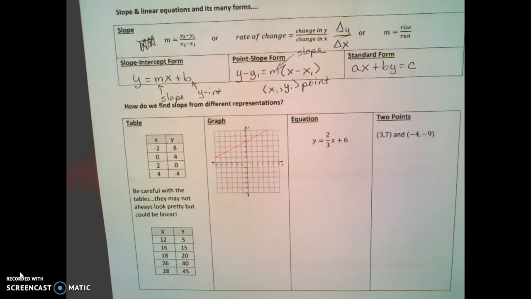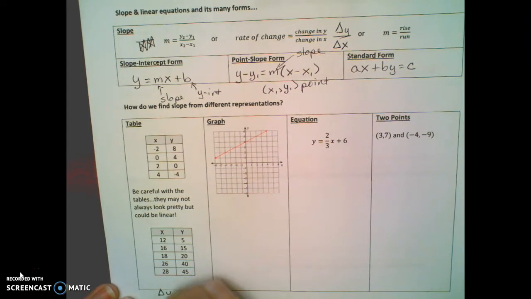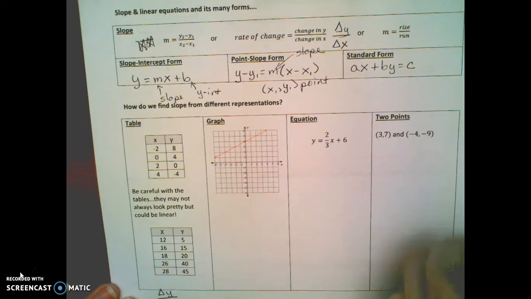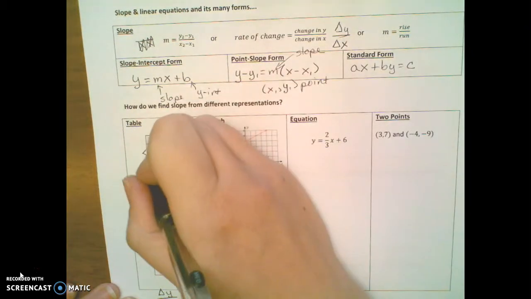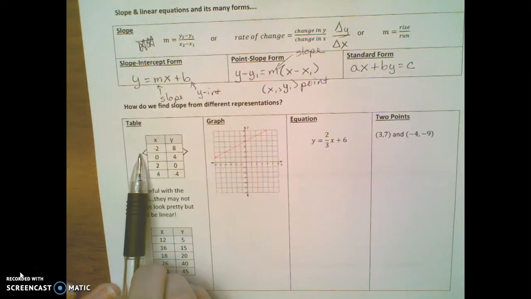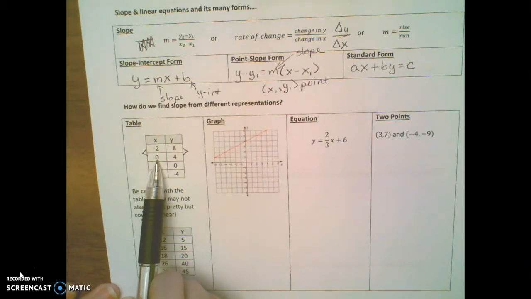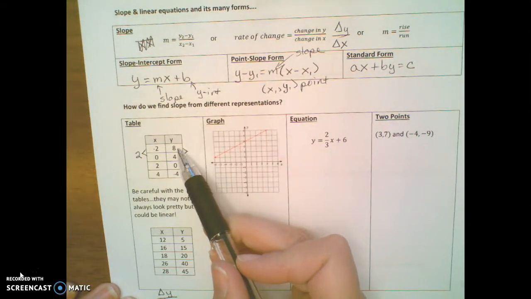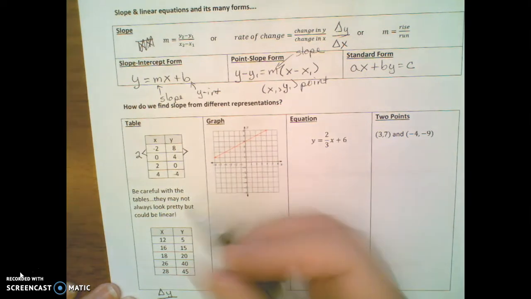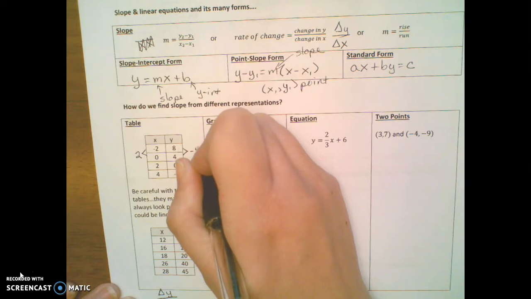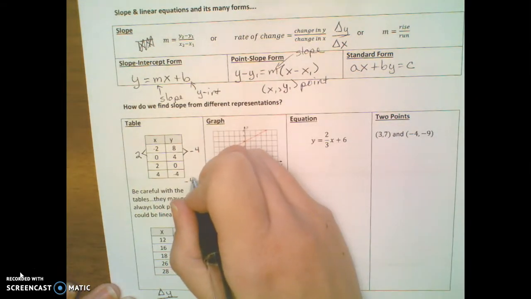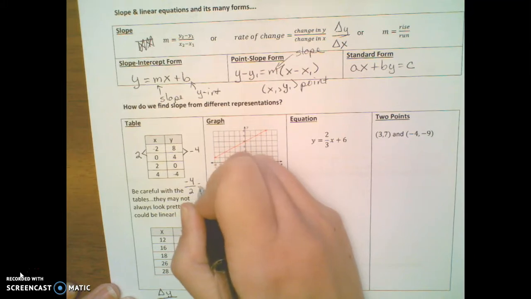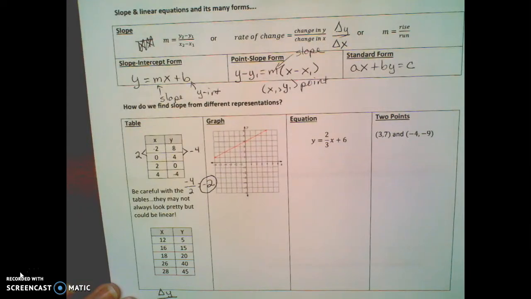Okay, so how do we find slope from different things? From a table, we do change in y divided by change in x. For example, on this one, my change in y right here, going from -2 to 0, is going up 2. And then from here, going from 8 to 4, I'm going down 4. So that's going to be -4. So I do -4 divided by 2, which is -2. So my answer to this one is -2.